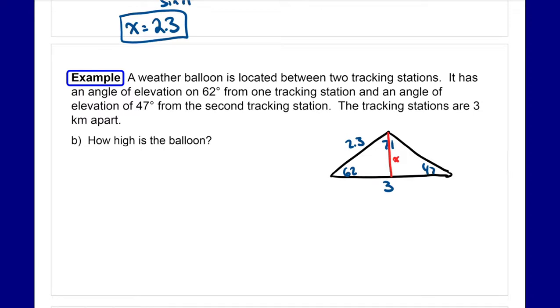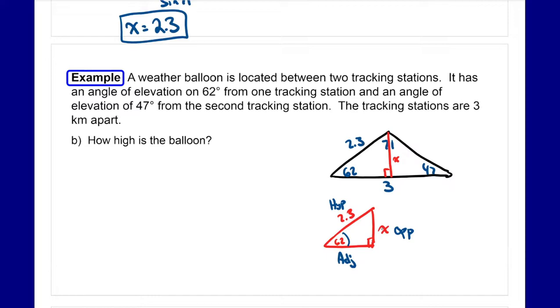Well, this now gives me a right angle triangle. So if I were to look at that separately, that right angle, I'm looking for that unknown height. I know the hypotenuse, or the diagonal, is 2.3, and I know the angle is 62. So I have enough information here to go through and use my trig ratios. So based off of this given angle, we have the opposite, we have the hypotenuse. If we want to label the adjacent just for practice, we can.